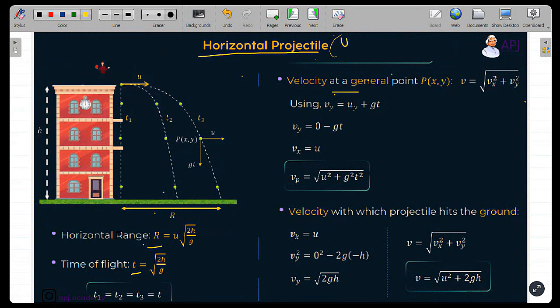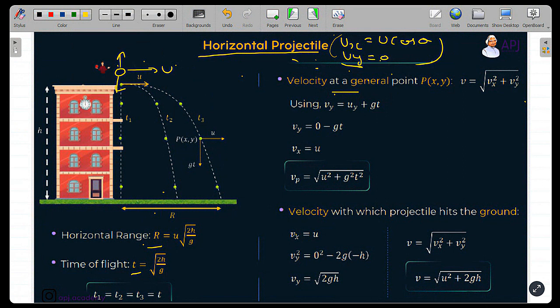What did we study? ux equals u cos theta in the horizontal case, and in horizontal projectile your uy will be 0. Why will it be 0? I hope it is clear to everyone. uy will be 0 because you have thrown the ball only in the horizontal direction, and there is no velocity in the vertical direction. See, there is no velocity up or down. There is no velocity in the vertical direction whatsoever. That is why the uy, the y component of velocity, the vertical component, is 0.